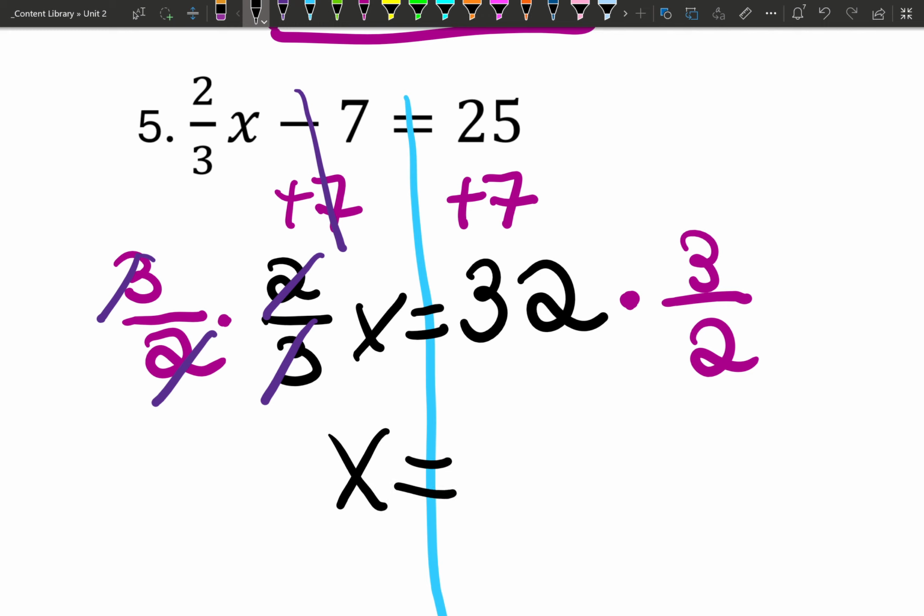Now it says 32 times 3 over 2. Once again, this can go straight into your calculator. The way I did it in my head, 32 times 3 is 96, divided by 2 is 48.